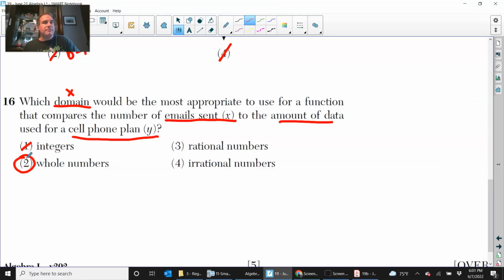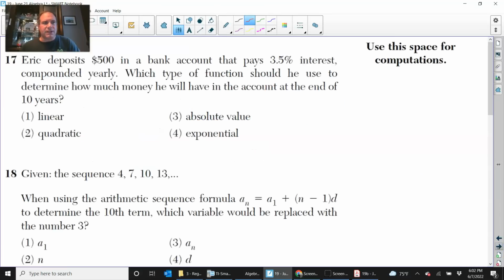You send 1 email, 2 emails, 3. A rational number is like a half. It could be a terminating decimal, right? You can't send half an email. So that's why that's out. And then obviously irrational numbers go on as non-terminating, non-repeating decimals. You can't send that email either. So that means 2 is your answer.